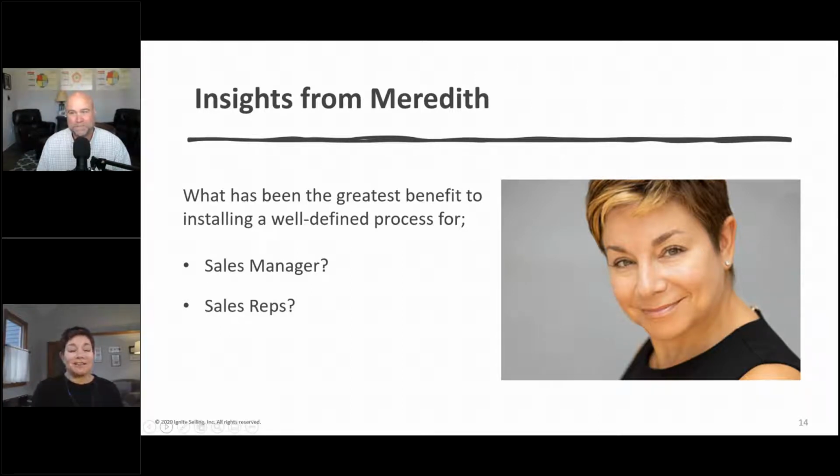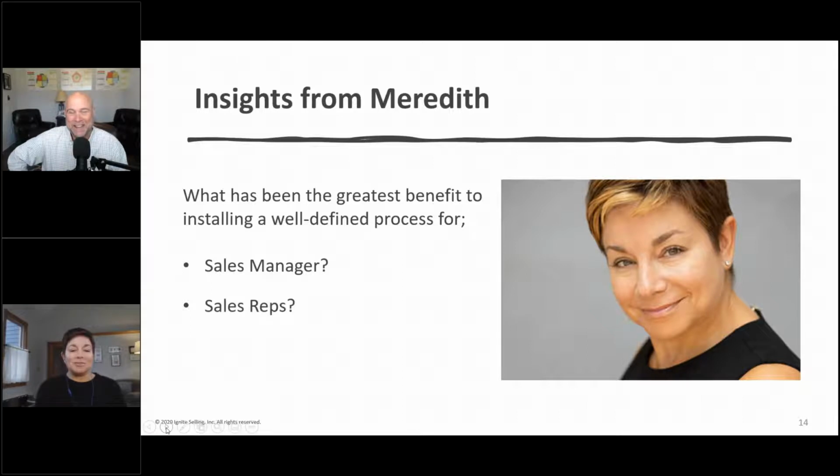A well-defined process gives back the sales manager time. Huge, right? So time to focus on leading, coaching, and driving performance of their team. Specifically, by having a well-defined process, the frontline sales leader can have a strategic coaching conversation around those milestones or best practices needed for her or his rep to achieve in order to make the sale faster, to accelerate the pipeline. So that's what our sales managers get out of having a well-defined process.